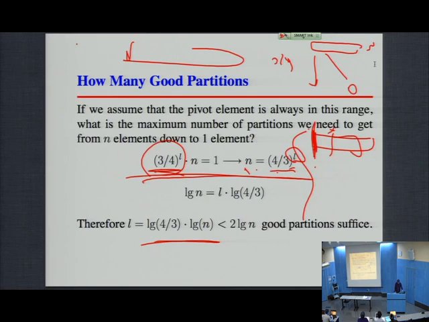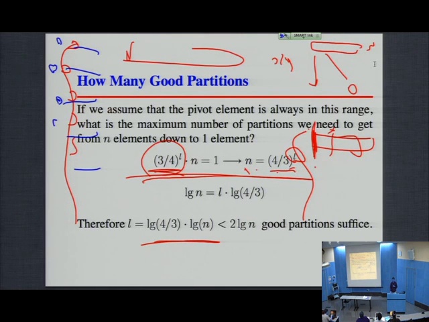But what is the pattern of pivots going to be as I move down the tree? Is it likely going to be bad pivot, bad pivot, bad pivot, bad pivot? No, because roughly half the time it's going to be a good pivot. Does everybody see that? So what does that mean?